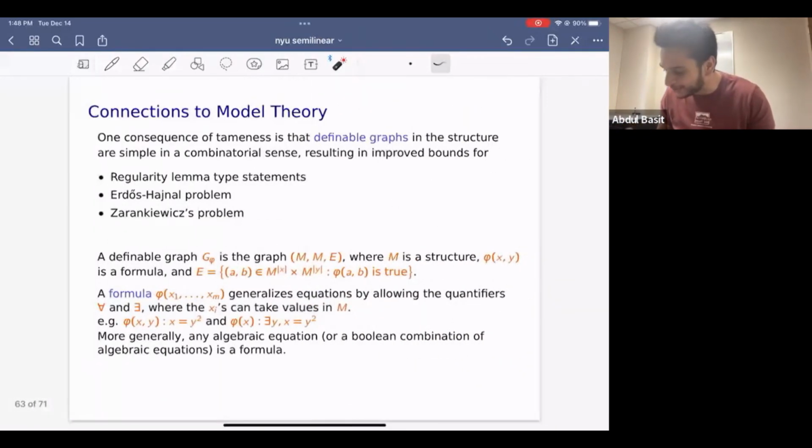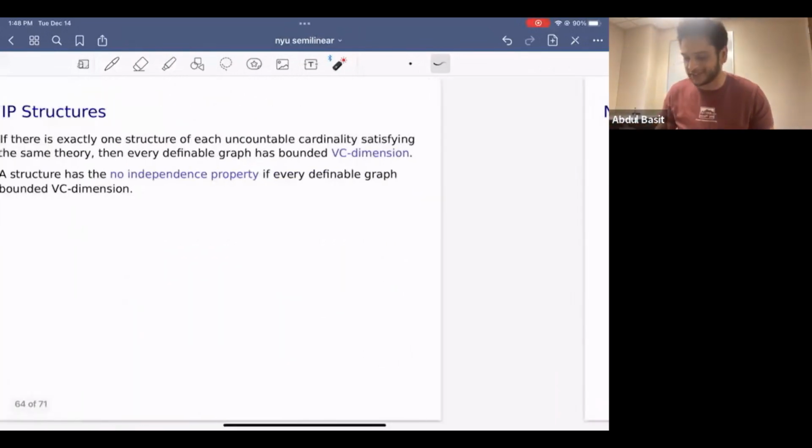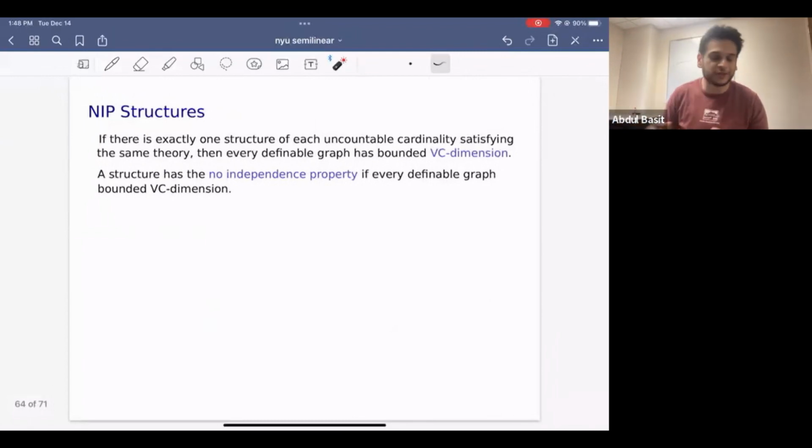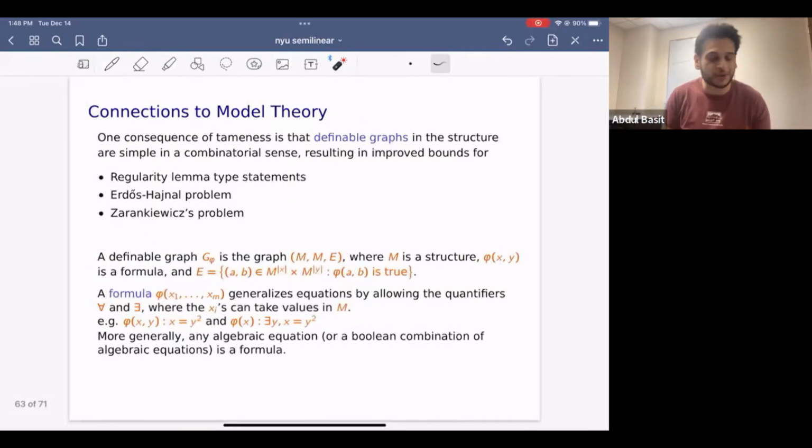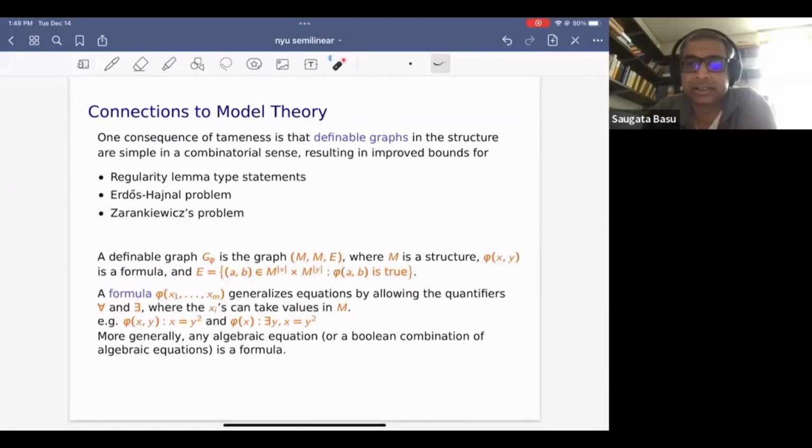So the next thing I want to talk about is NIP structures, and then there are these bounded VC dimension kind of things, and a Zarankiewicz problem for bounded VC dimension graphs. But is it really true that categoricity is important in all this consideration? Because NIP is not related to categoricity, whereas algebraically closed fields and real closed fields would both be NIP.